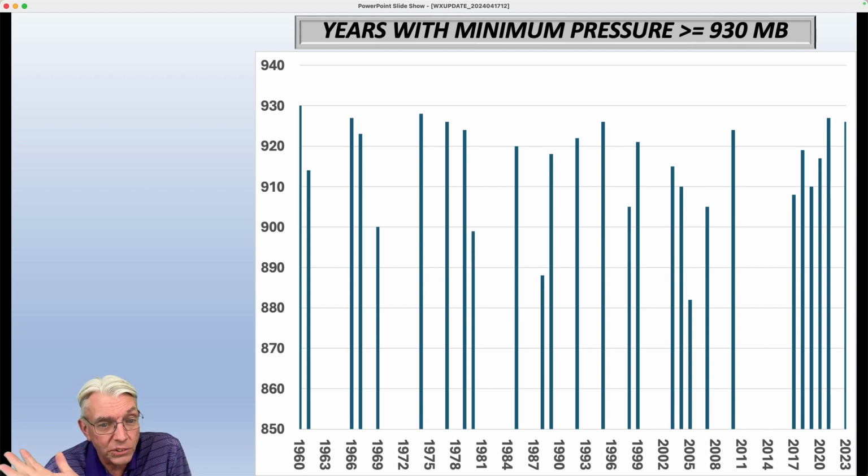And so 7 years clearly does not qualify for that, all right? So what does all this mean in terms of what Colorado State is saying for a forecast for this season?